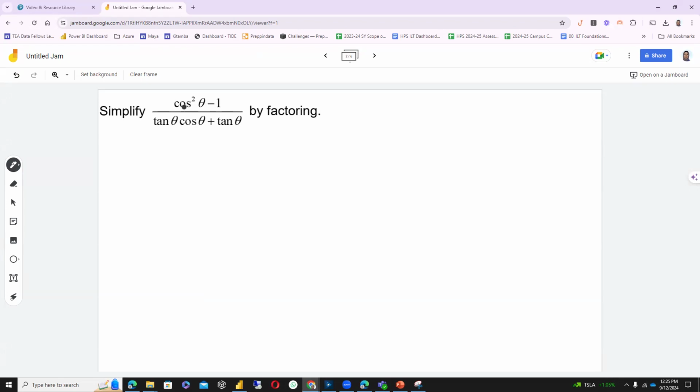Okay, so if I look at cosine squared of theta minus 1, I want to show you here as an extra, this is something very important in algebra, in math. Anytime you have something that looks like a squared minus b squared, and you need to factor it, the answer will always be a plus b times a minus b. So this is a very important factoring rule that, if you know it, is going to be very useful for a lot of question types.